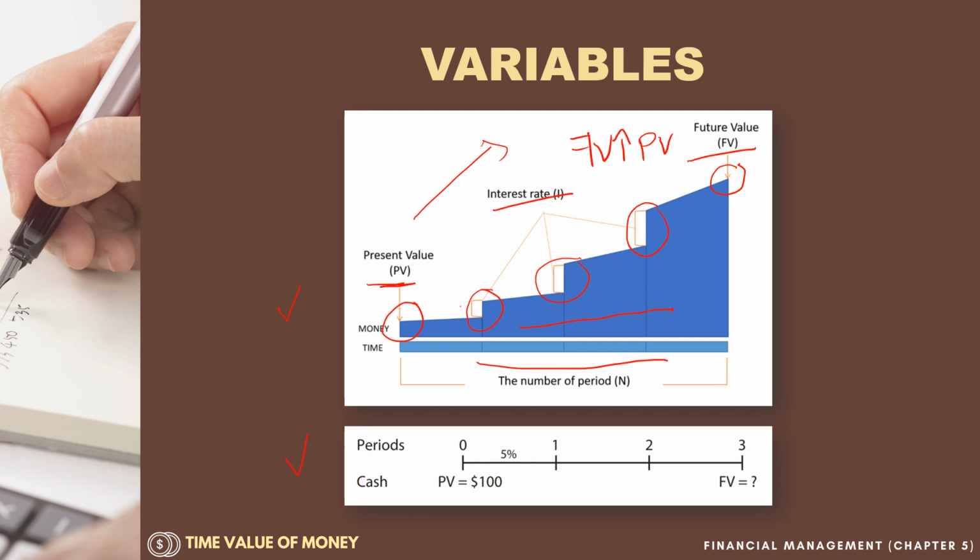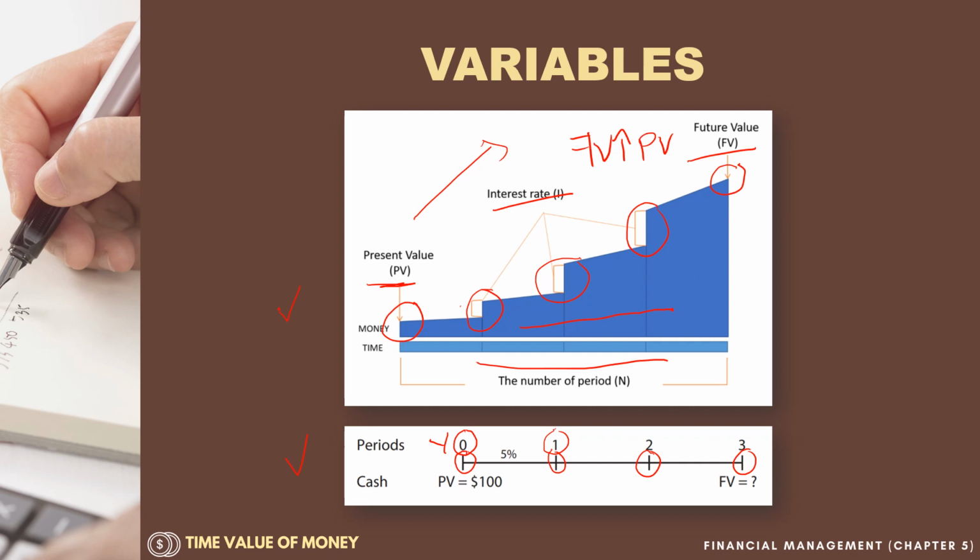Next we have the timeline. For the timeline, the tick marks here represent the payment periods of a certain investment. Year zero is the present time, or today. Year one is at the end of the first year. Year two is at the end of the second year, and year three is at the end of the third year.